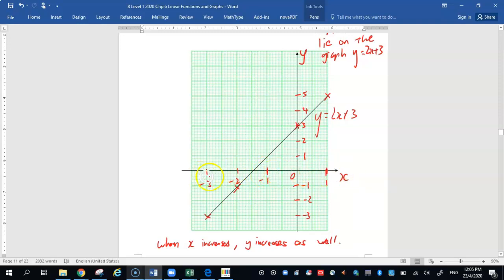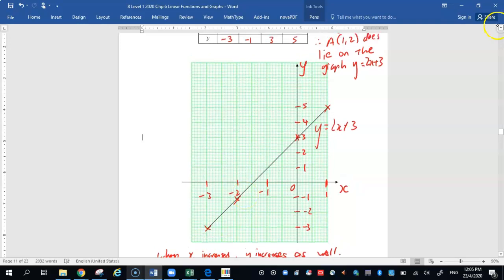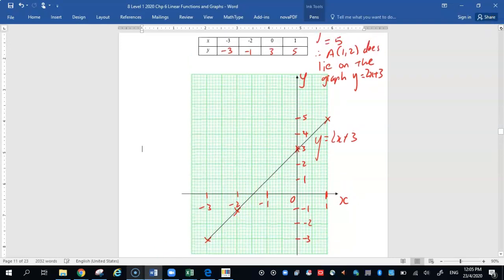One thing I want you to take note of is that for the x-axis, the scale that was chosen was for every 2 big blocks you have 1 unit. The reason is that you want to draw your straight line as large as possible, as long as the graph paper permits. So when you choose a scale for your axis, choose one that will allow you to draw your straight line as large as possible.